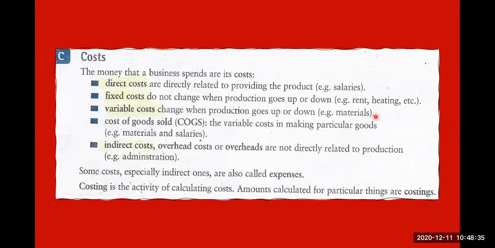The money that a business spends are its costs. Direct costs are directly related to providing the product. Example, salaries. Fixed costs do not change when production goes up or down. Example, rent, heating, etc. Variable costs change when production goes up or down. Example, materials.